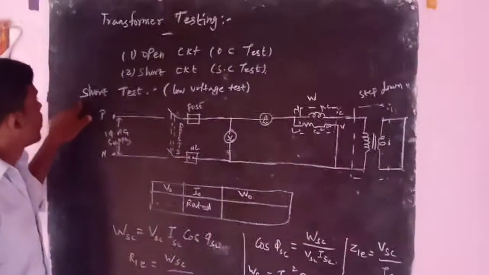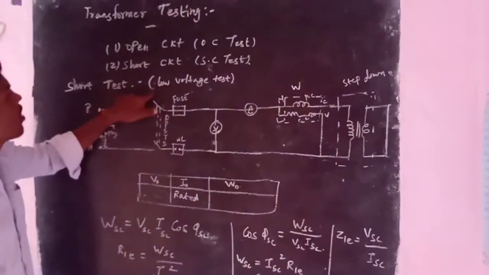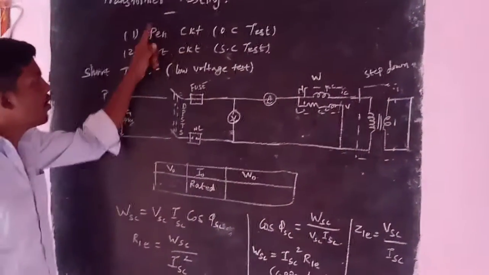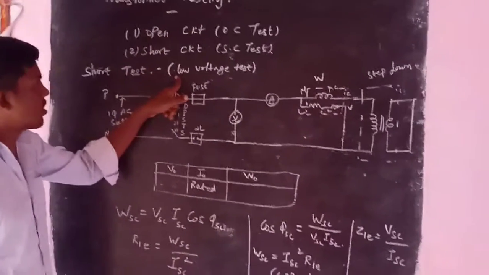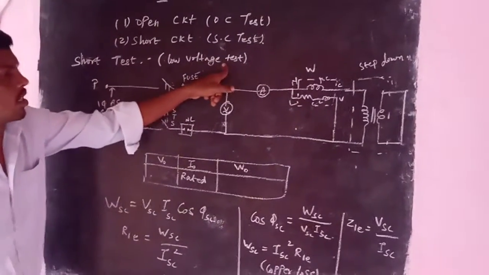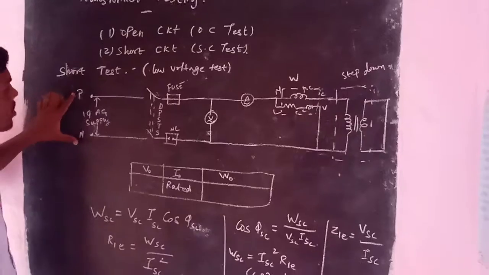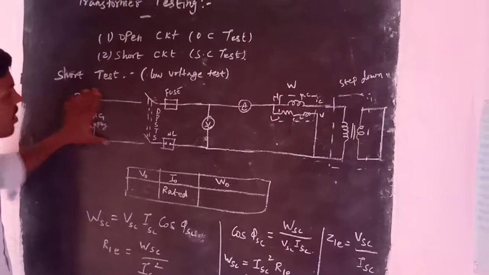This is the short circuit test. It is a low voltage test. In the open circuit test, high voltage is given, while the short circuit test is a low voltage test with reduced voltage. The circuit diagram is the same for the open circuit test and the short circuit test.